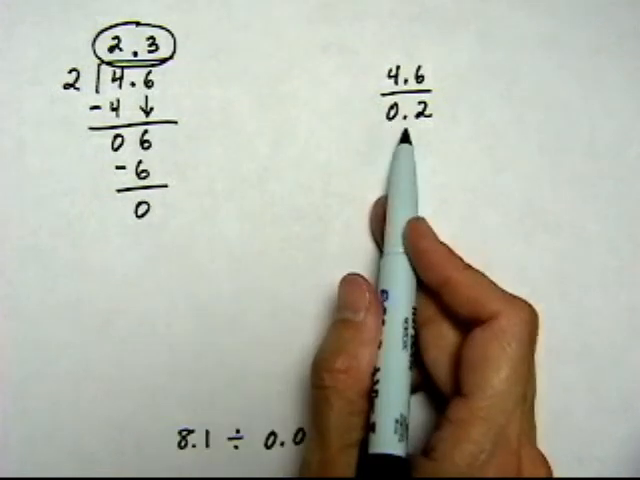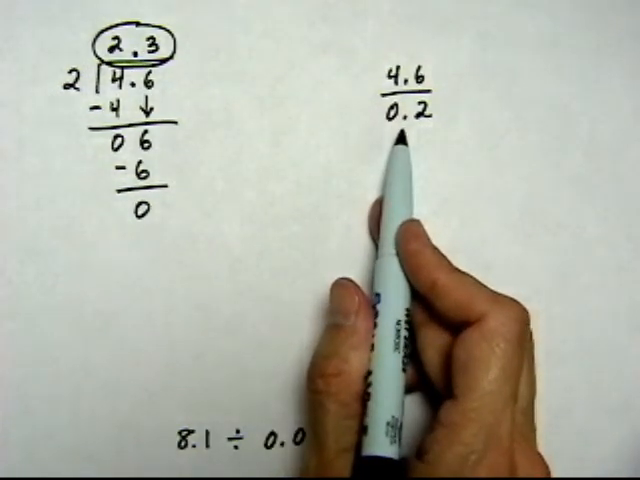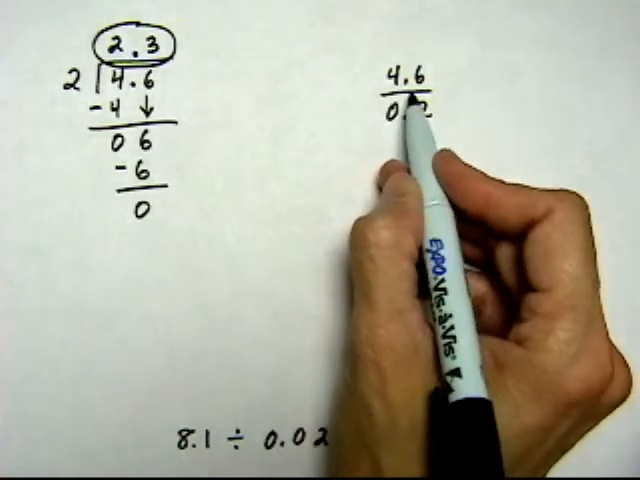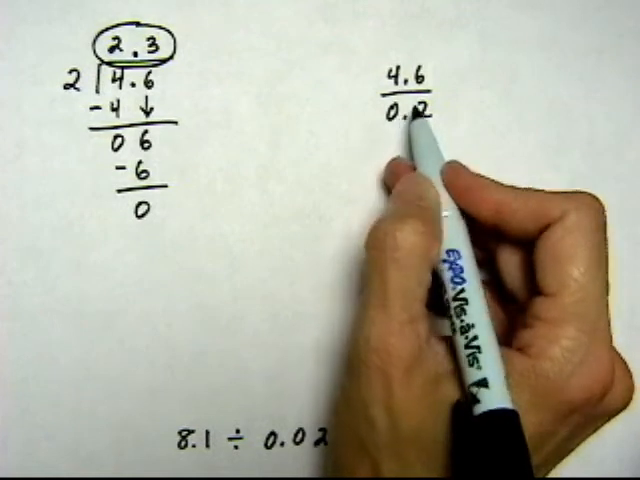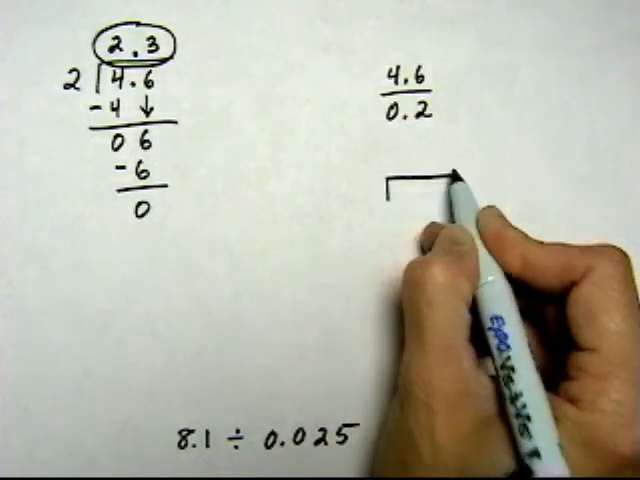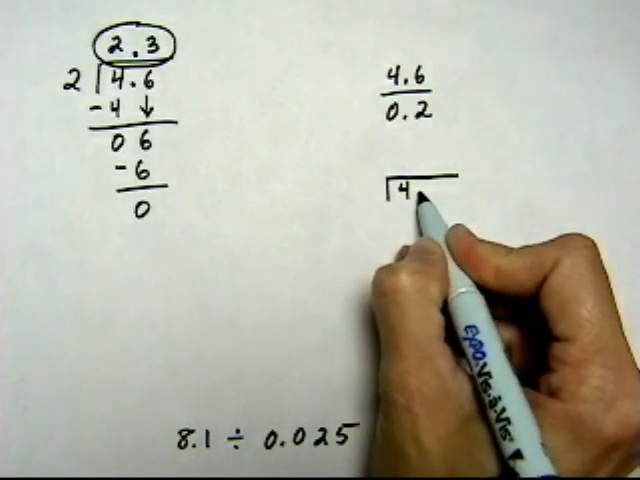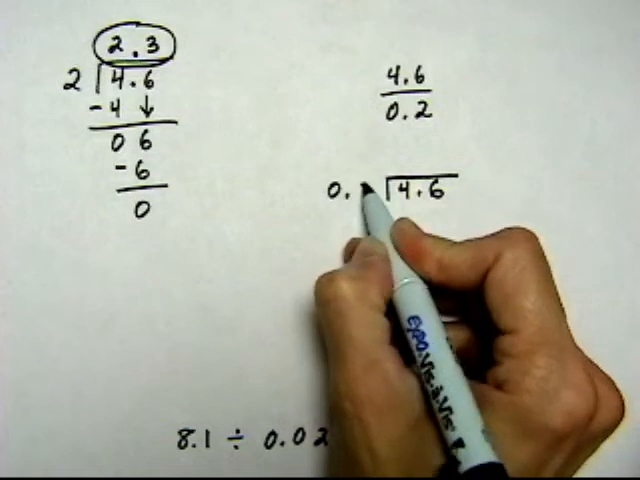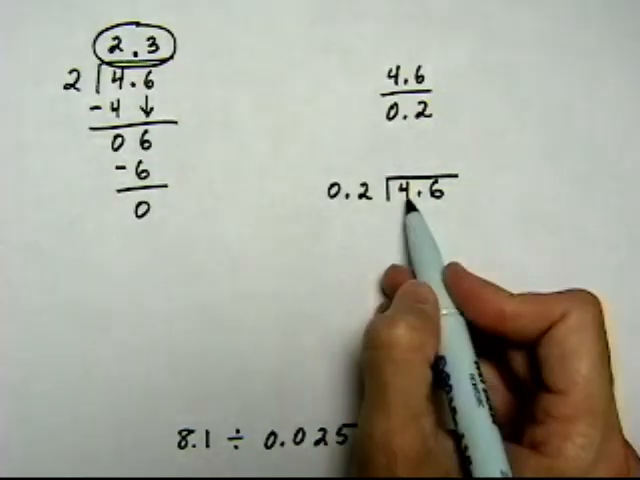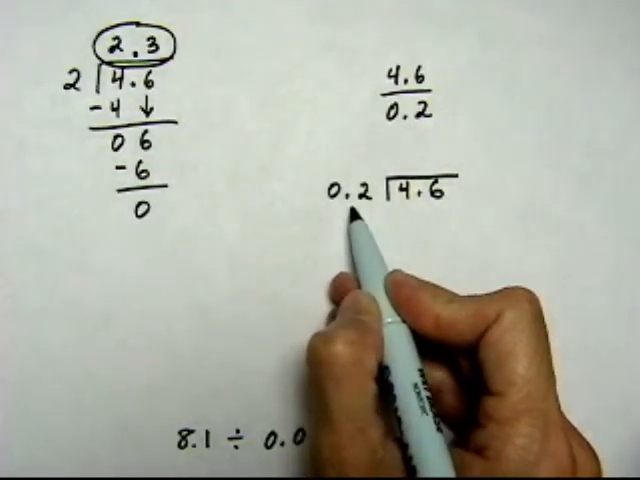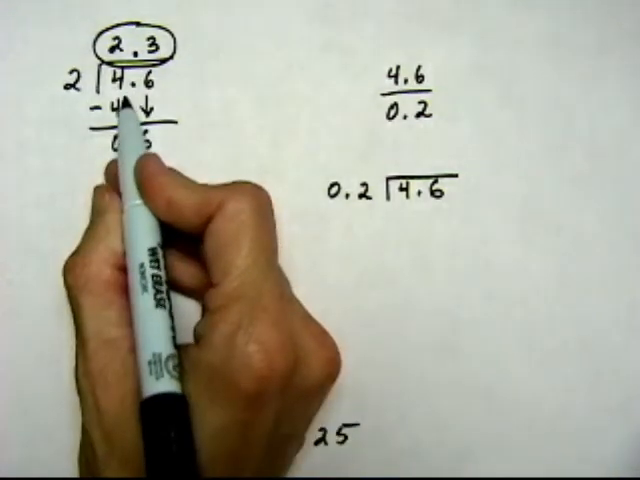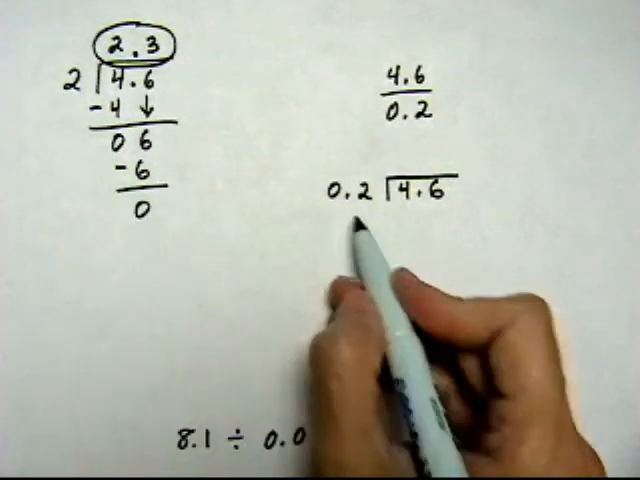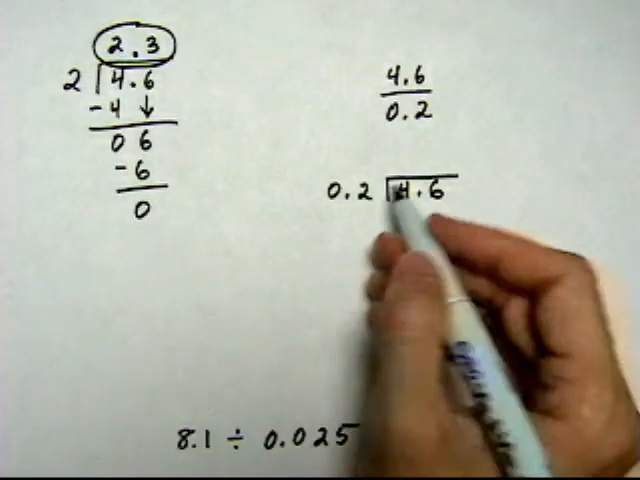Alright, the next problem, 4.6 divided by 0.2. The first thing I'm going to do is set it up as a division problem. And remember, if you have a fraction set up, then the number in the numerator goes inside because it's the one being divided, and the denominator goes on the outside because it's doing the dividing. So now I have 4.6 divided by 0.2, which is really close to what I have over here, 4.6 divided by just a 2.